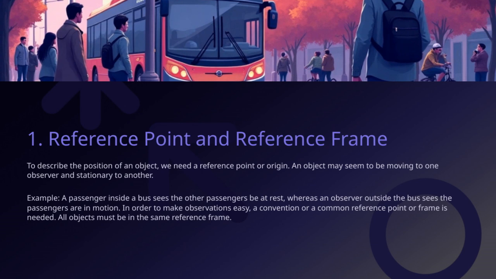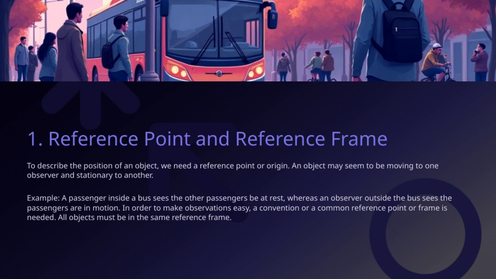A reference point is simply a specific spot we choose to measure from. The reference frame is the entire perspective or coordinate system that uses that point as a basis for describing positions and movements. Now here's a key insight. An object may appear to be moving to one observer but completely stationary to another, depending on their reference frame. For example, if you're on a train, you might see the trees outside moving past you, but someone standing on the platform sees the train moving.